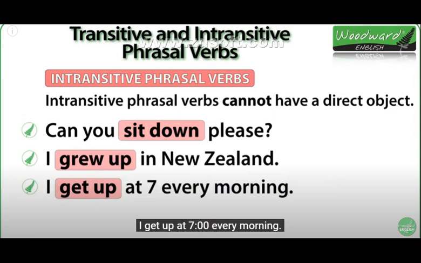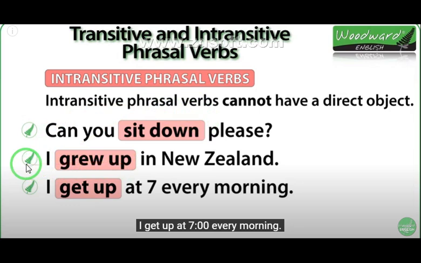Okay, let's see these examples. Can you sit down please? Sit down here is an intransitive phrasal verb. مش تحكي لي مثلا اجى بعديها كلمة او اجى بعديها اشي، لا بدنا نشوف هل هذه الكلمة اللي اجت after this phrasal verb تلقى الفعل؟ لا. يجاوب لي جواب what or whom؟ لا. لذا intransitive. Another example, I grew up in New Zealand.